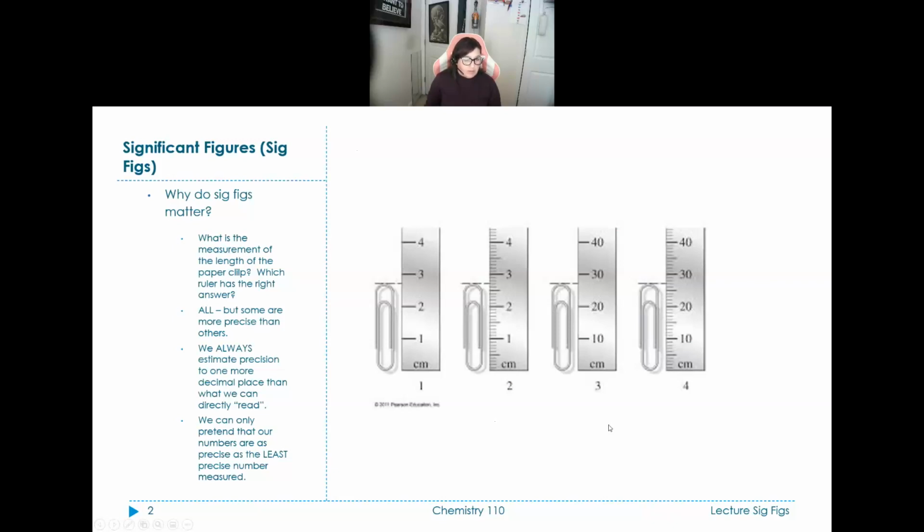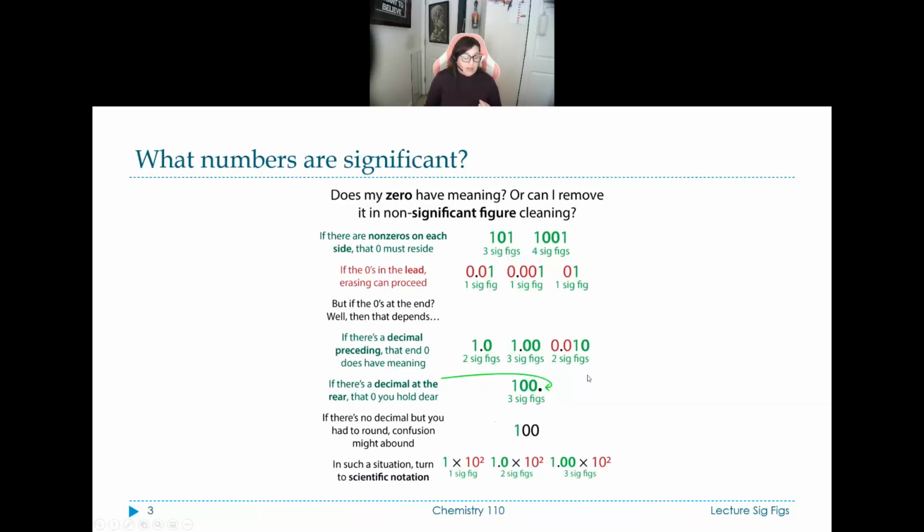Now, some other things about sig figs that we need to talk about. How do I know if a number is actually significant? Well, we've got a couple of rules for that. Generally speaking, any number that is not 0 is going to be significant. That's easy. But what about those zeros? Are they always significant? Are they not always significant? What are the rules? Well, any zeros that are between two non-zero numbers. So if we're talking about 101, that 0 in the middle is significant. So I have 3 sig figs. 1001 has 2 zeros in the middle, and that's 4 sig figs.